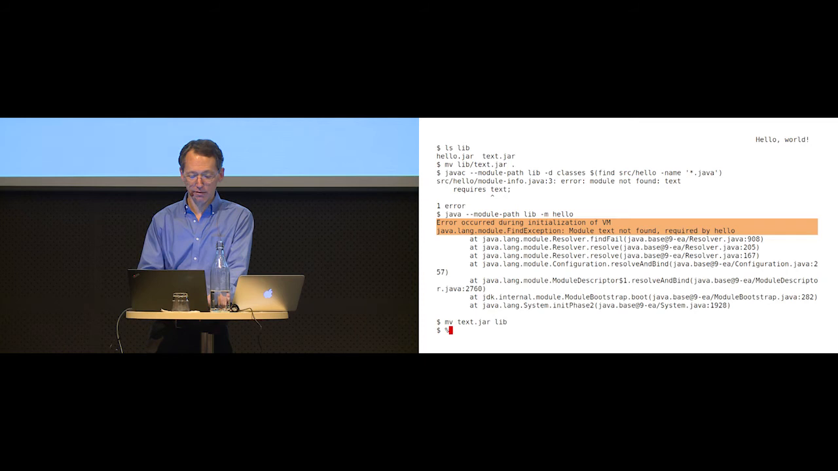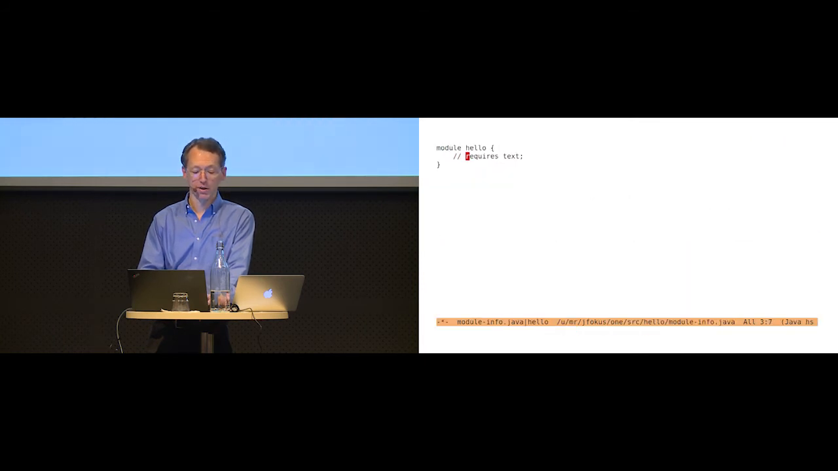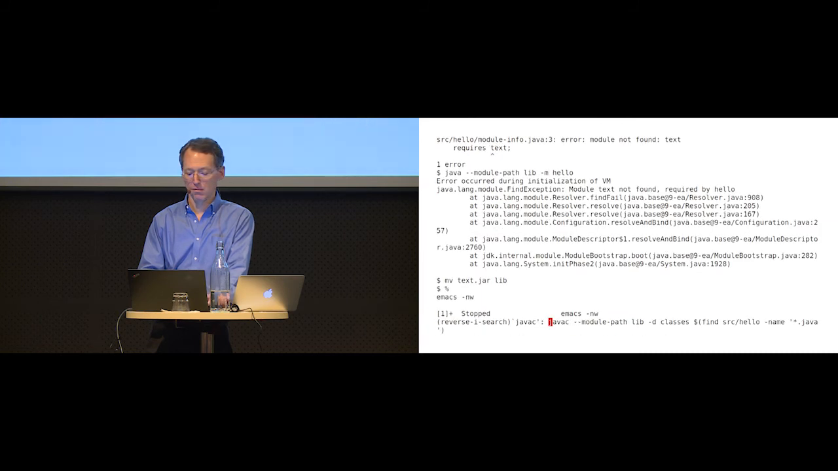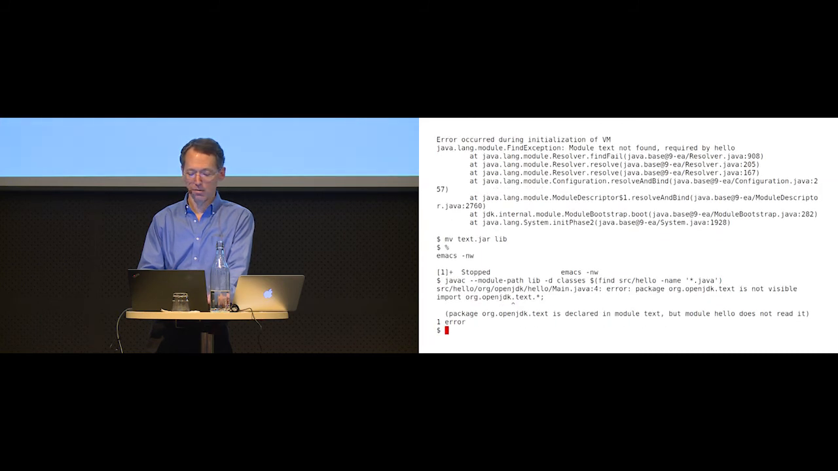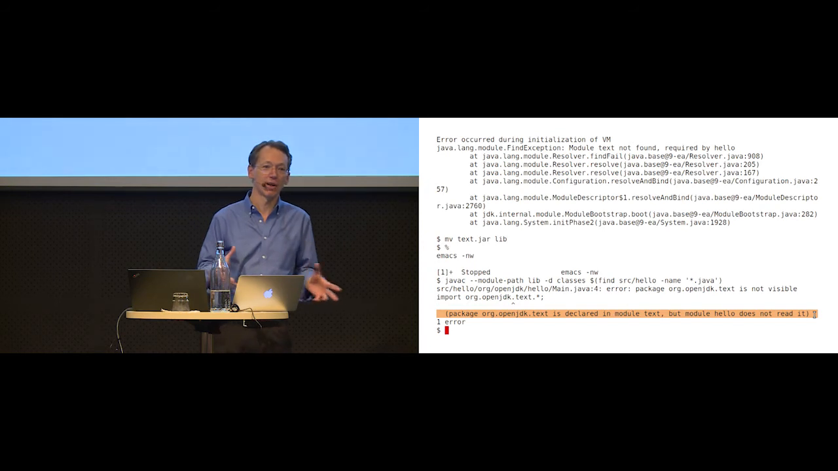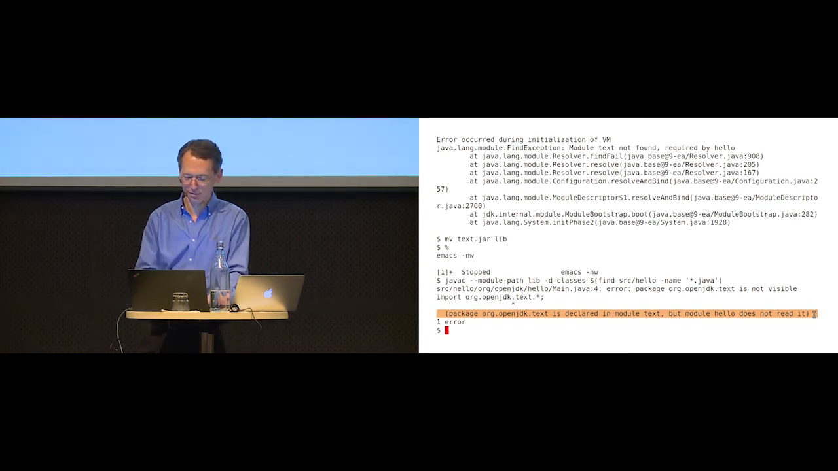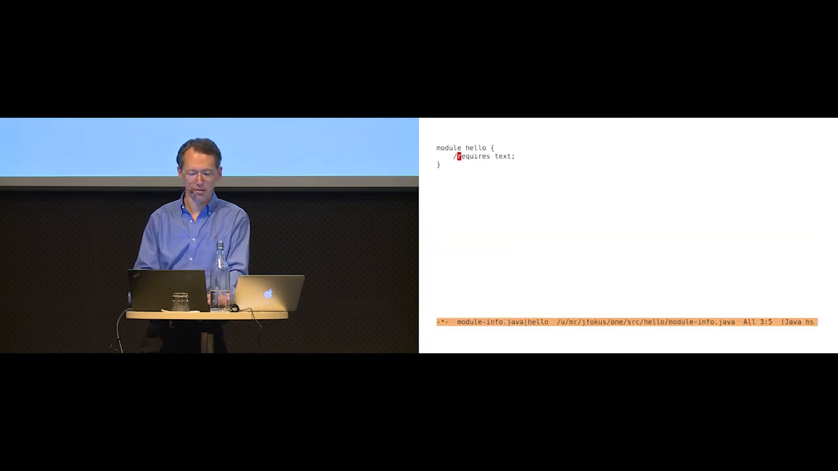So another kind of mistake one might make: suppose I do this. And whoops, yeah. Package org.openjdk.text is not visible. That's actually a bug. It should say not accessible, but whatever. And the compiler figures out, well, org.openjdk.text is declared in the module text, which I see sitting right there, but hello didn't require it, so I'm not going to let it get at it. That's a good thing. Okay, let's put that back.